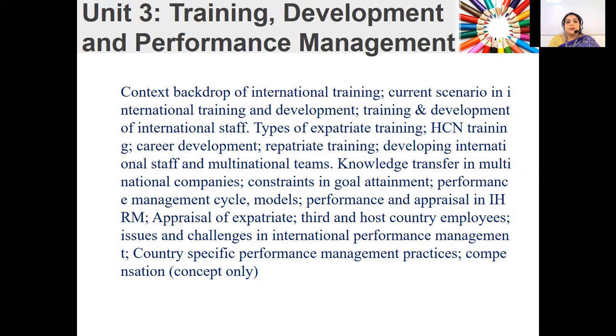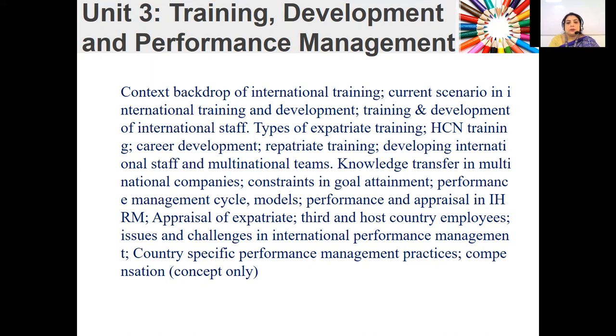Unit number 3 speaks about training and development as well as performance management in IHRM. First and foremost, we are going to learn about the different types of training methods which are being used to train the international staff. What are the different types of expatriate training, HCN training, which includes career development, repatriate training, development of international staff and multinational teams, knowledge transfer in multinational companies, constraints in goal attainment.